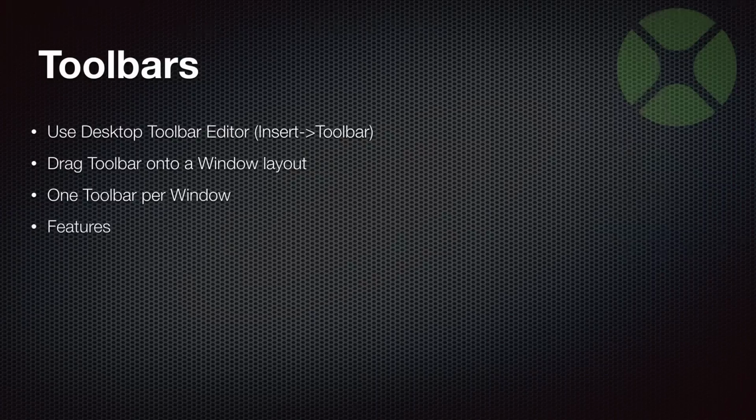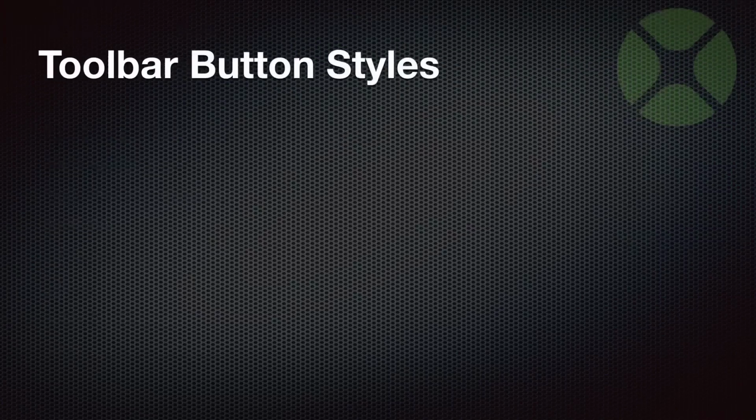Some of the features of the toolbars are each button can have a caption, an icon, a tooltip that appears when the mouse hovers over the button, and there are a variety of button styles that the toolbar can use. And what are those styles? Well, the most common one is a push button. So you click on it. Generally, that initiates some action in your app.